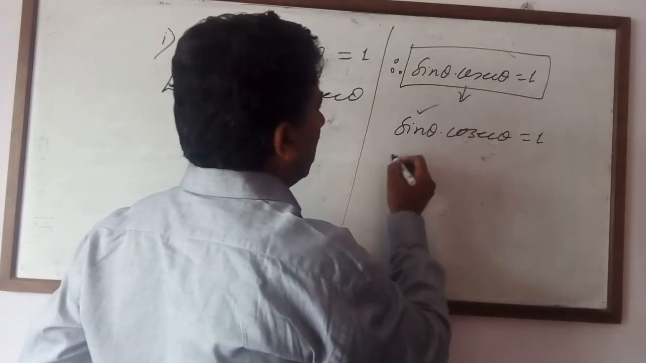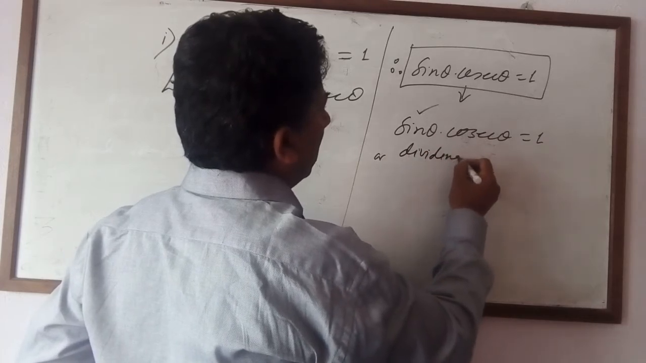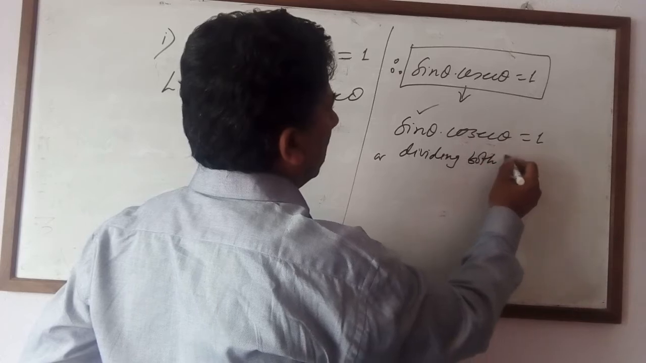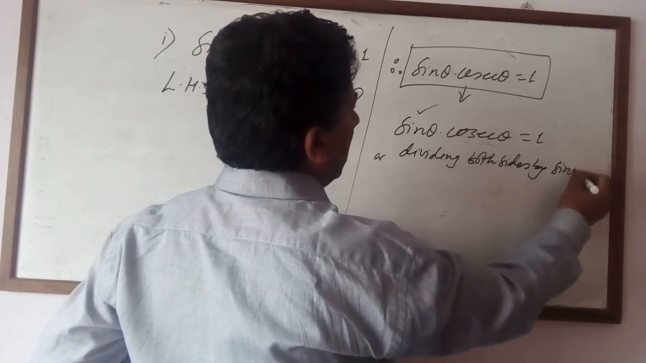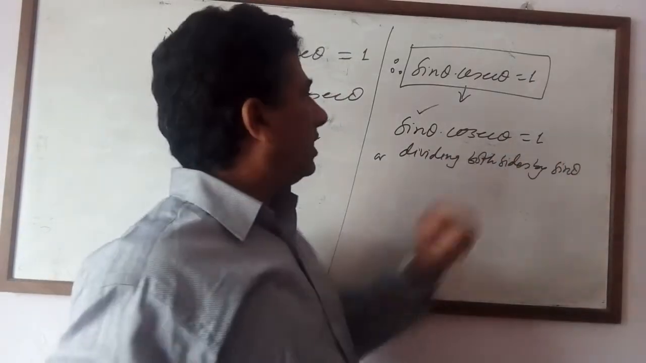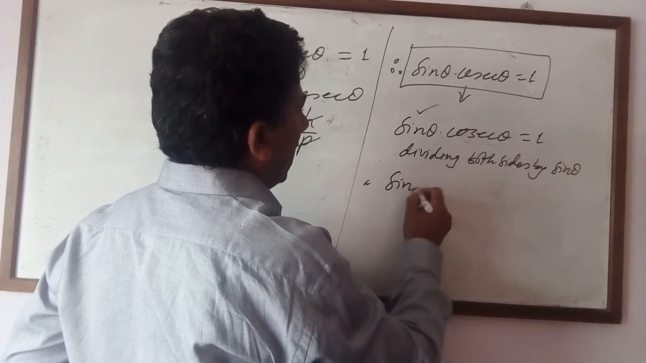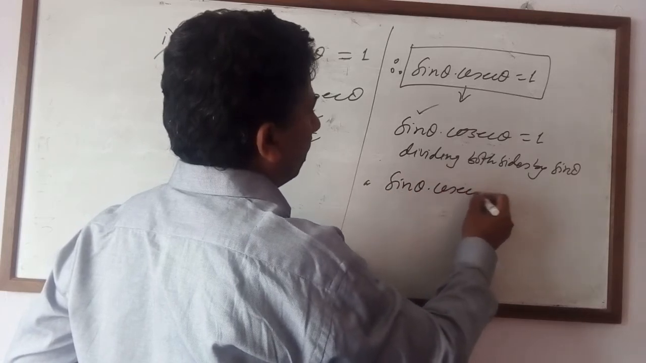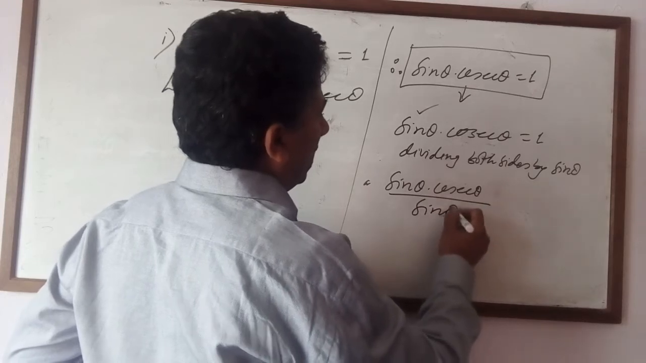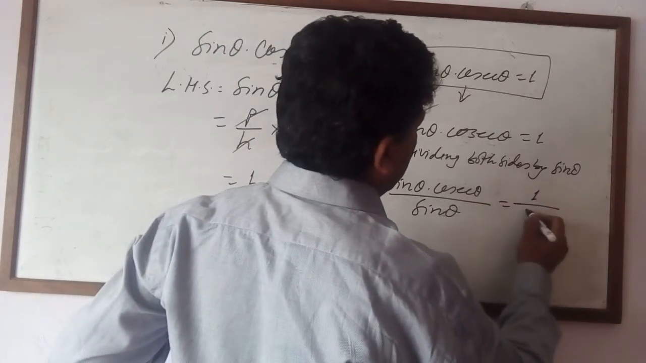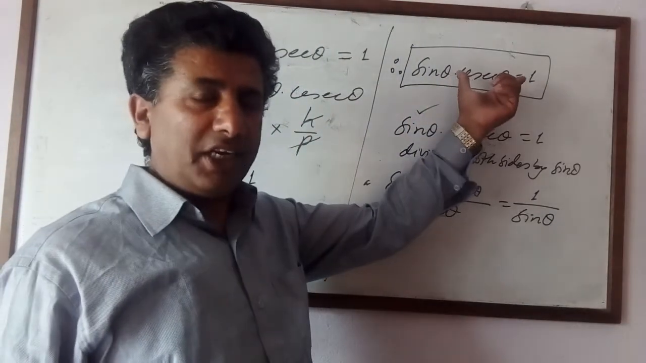Then divide both sides by sine theta. Dividing both sides by sine theta, then it will be sine theta times cosec theta divided by sine theta, and this side also 1 divided by sine theta. What we did: this relation is true.